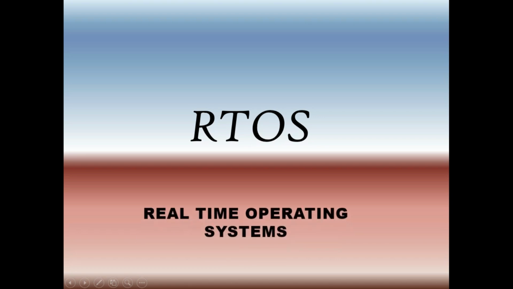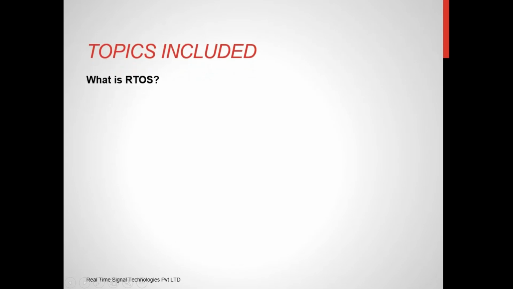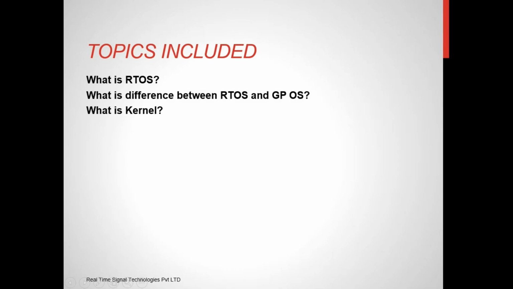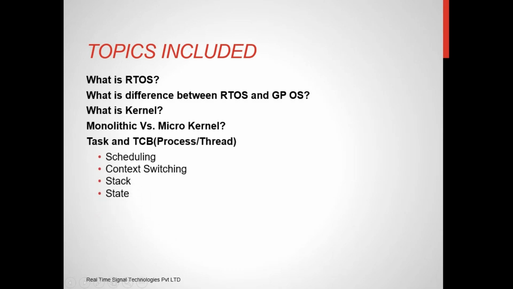Today we are going to discuss a real-time operating systems overview. Topics included: what is RTOS? What is the difference between RTOS and GPOS? What is kernel, monolithic versus microkernel, task and TCB, process, thread, scheduling, context switching, stack, state, practical problems and solutions, priority inversion, deadlock.